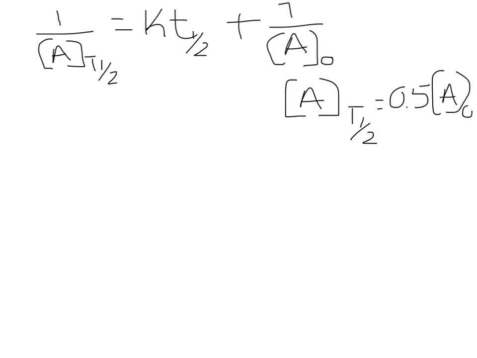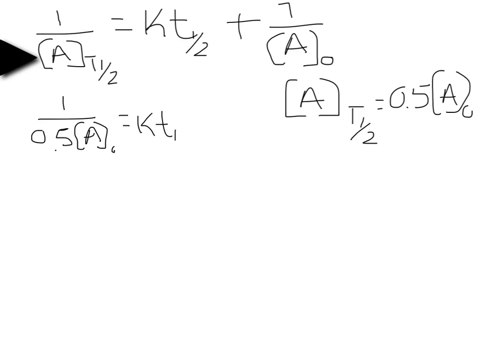So let's substitute this in again for our concentration of A at half-life. If I do that, I'm going to get 1 over 0.5 times that original concentration of A, and that equals K times the half-life plus 1 over the original concentration of A.